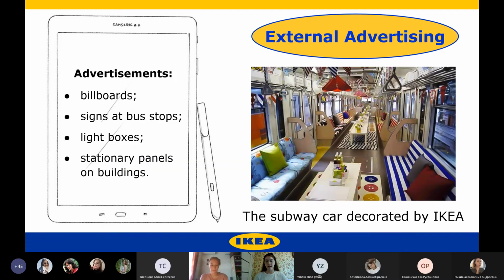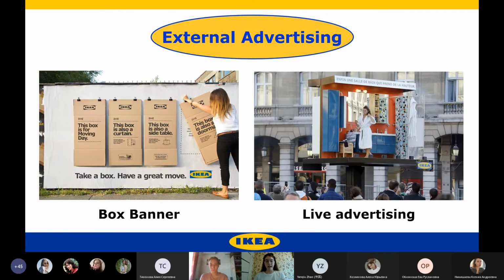In addition to commercials, IKEA uses some other PR techniques such as billboards, signs at bus stops, or light boxes. The company even began to attach its furniture wherever it could be done. For instance, it managed to decorate some subway trains. IKEA started using banners in a creative and unusual way. Thus, it created an advertising wall from which it was possible to take the box on a moving day in Canada. Later, people began to take part in PR campaigns. They played out real-life scenes, building an ordinary room with daily routine in the center of the city.